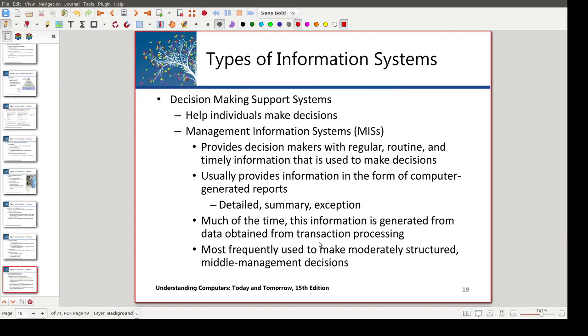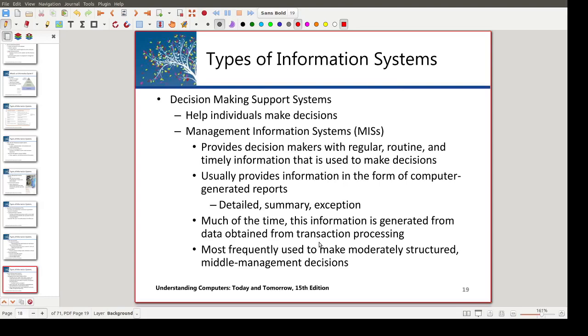Decision-making support systems are a third type of information systems. They help individuals make decisions. Management information systems (MIS) provide decision makers with regular, routine, and timely information that is used to make decisions. For example, it computes how many items you sold in a period of time, 3 months, 5 months, 6 months. According to your analysis, you might find some decision, but you are taking the decision. It is not taking the decision for you, it is just supporting your decision.